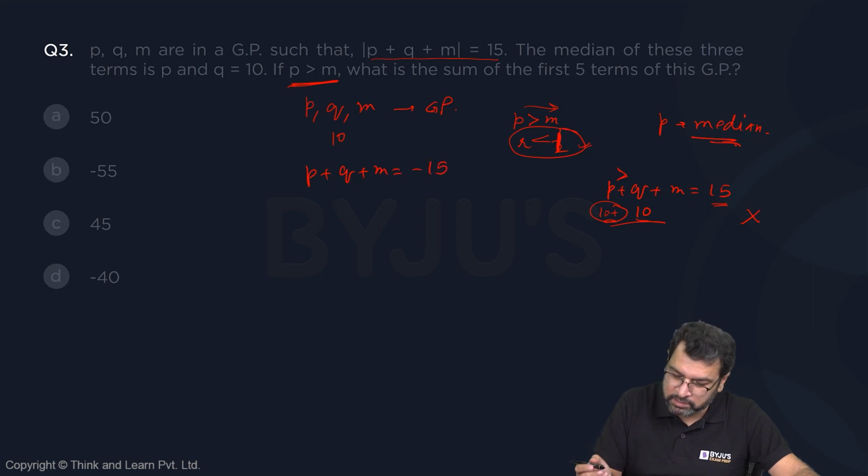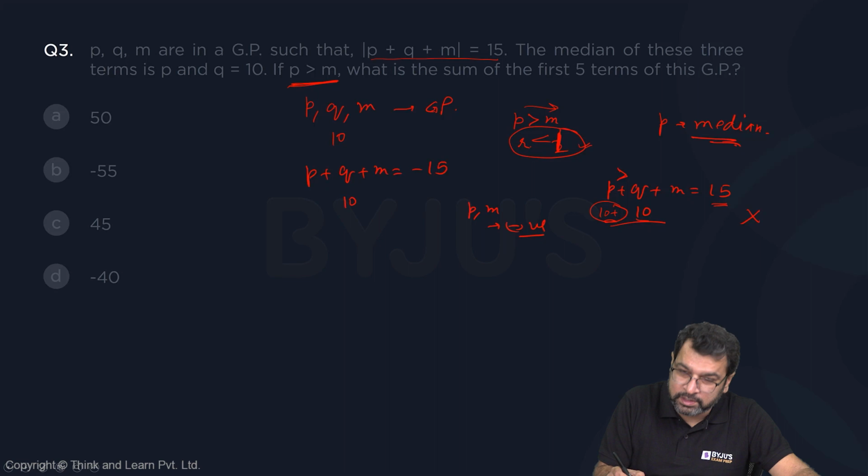Okay, so second case. Also Q is 10 here. P is more than M. Also P is the median. Okay, so that will happen only when P and M are negative. And that is how the sum will be minus 15, isn't it? Right. So P and M should be negative. Also, we will talk about R later.